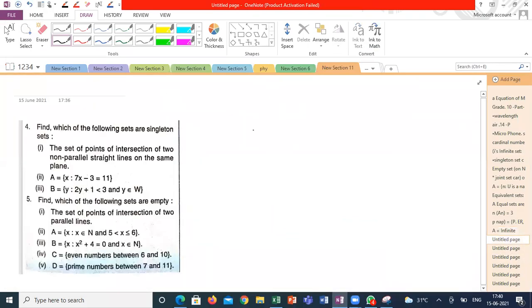Who is going to do the fourth question? Which of the following sets are singleton sets? The set of points of intersection of two non-parallel straight lines on the same plane. Sir, it is not a singleton set, sir. First one is not a singleton set. Yes, singleton set.